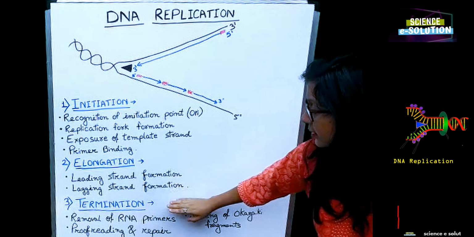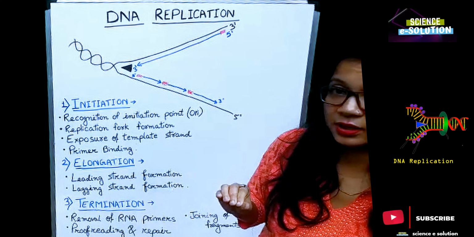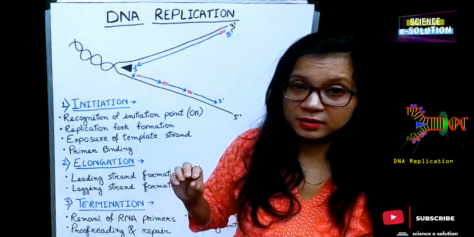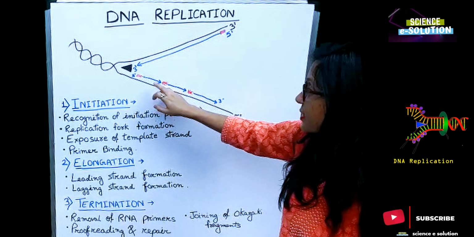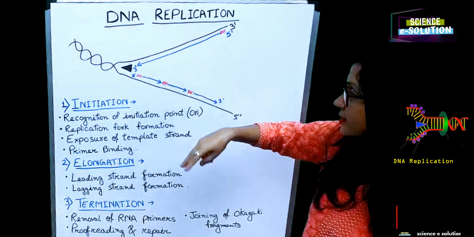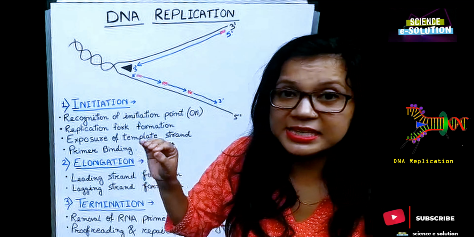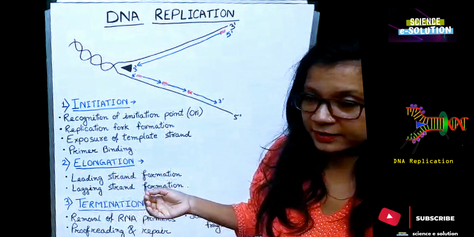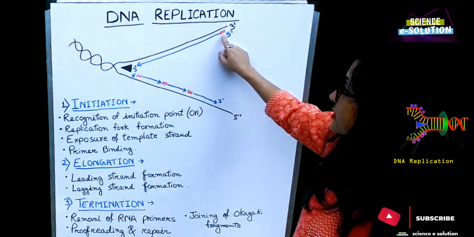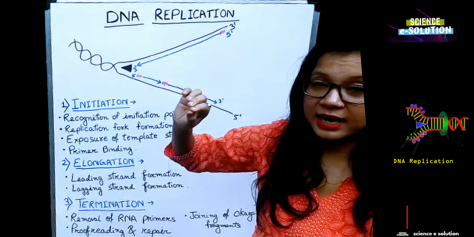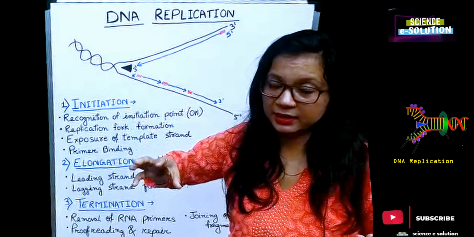Then comes the third step, that is termination. For termination, first the RNA primers should be removed. Again, this is done with the help of the DNA polymerase 1 enzyme or alpha. Along with the removal of these RNA primers, the RNA is also replaced with DNA.